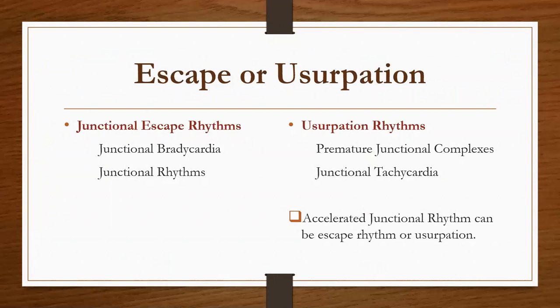So junctional rhythms can be escape rhythms or the result of usurpation. Your junctional escape rhythms or your junctional bradycardia, and junctional rhythms in general tend to be escape rhythms, okay? Usurpation rhythms are your PJCs or premature junctional complexes and junctional tachycardia. And then the accelerated junctional rhythm can go either way. It can be an escape rhythm or it can be a usurpation rhythm.